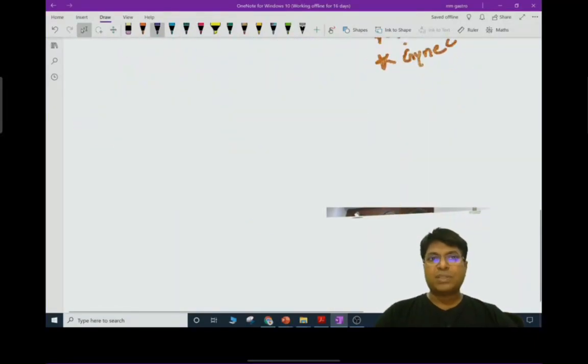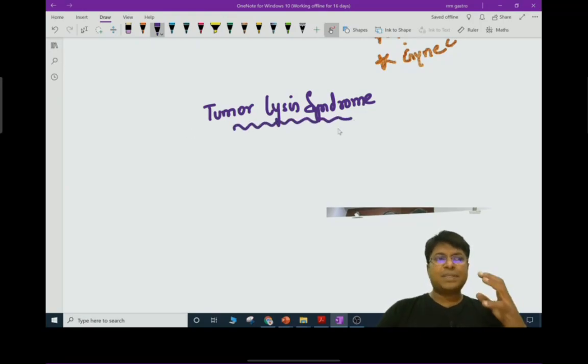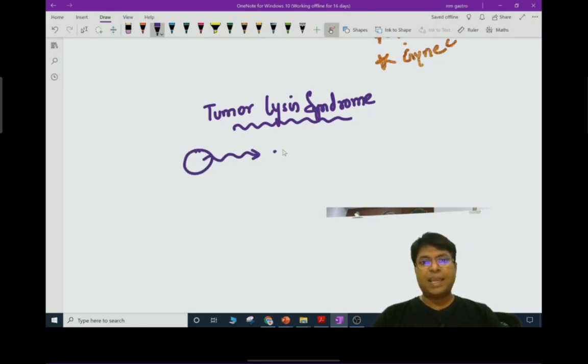Now let me discuss some basic syndromes which are asked in oncosurgery. One of the important syndromes is tumor lysis syndrome. You should not forget this; it is very important for your exams. What is this? Tumor lysis syndrome usually happens following chemotherapy or radiotherapy, especially chemotherapy. When you give chemotherapy, the cancer cells break and release a lot of important contents, which results in tumor lysis syndrome.